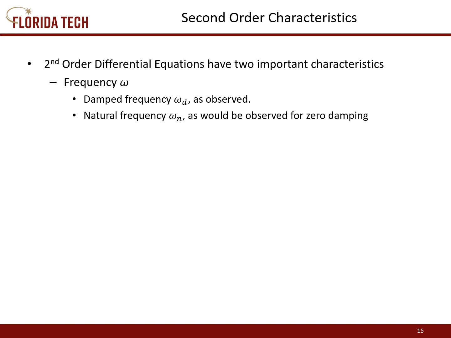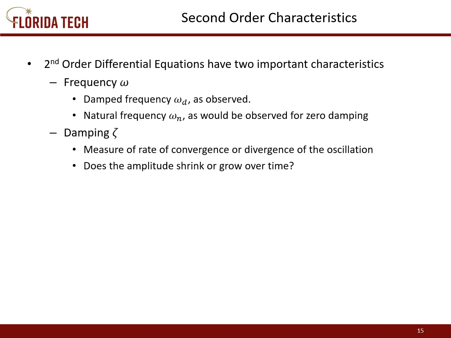So when analyzing second order systems or second order differential equations, there's really two important characteristics. One is the frequency, and there's two versions of that we alluded to on the last slide. One is the damped frequency, often given as omega sub d, and that's what we observe. And then there's the natural frequency, omega sub n, and that's what we would observe if there was zero damping.